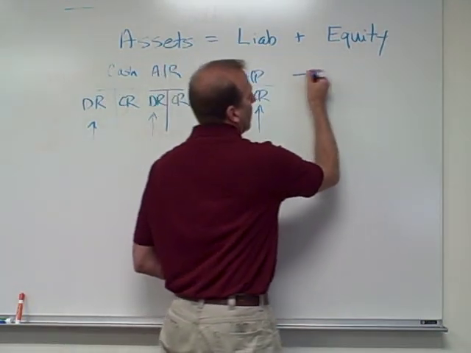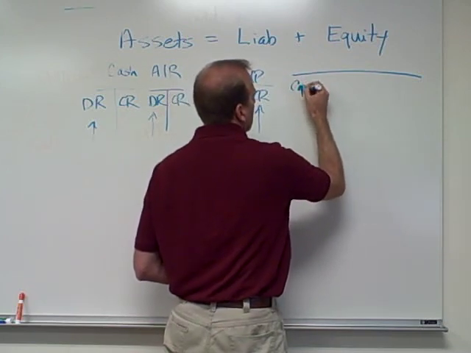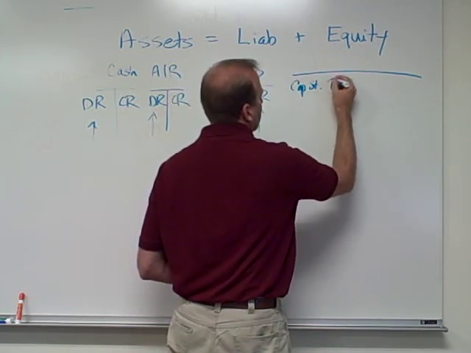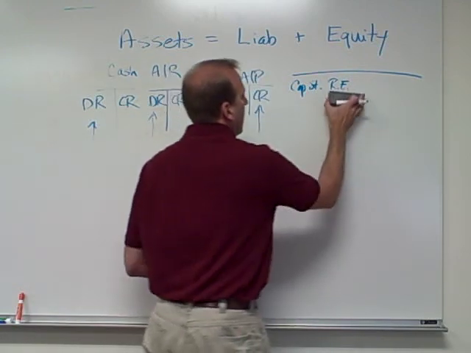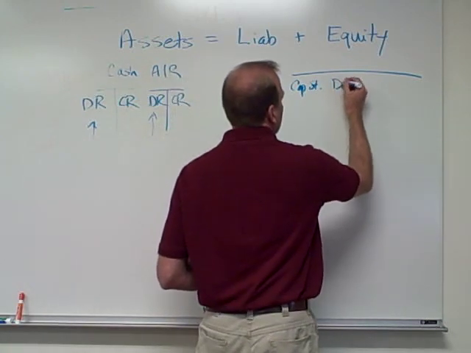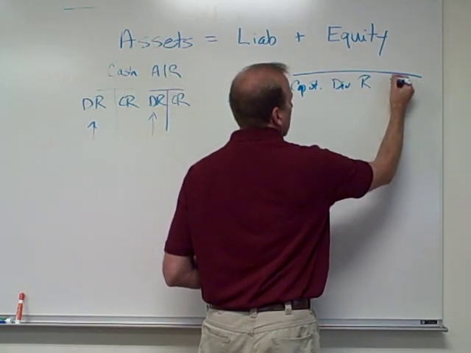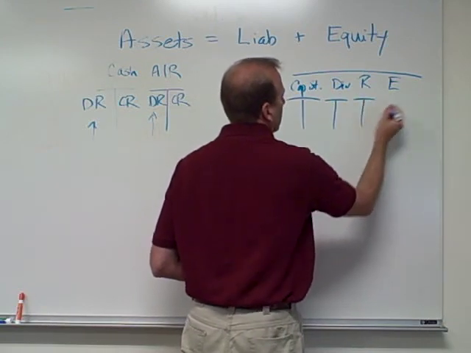Now we've got our equity accounts, where we have our capital stock, our retained earnings. Well, hold on, let me back up here. Capital stock, we have dividends, we have revenues, and we have expenses. Now these are a little bit different, okay?